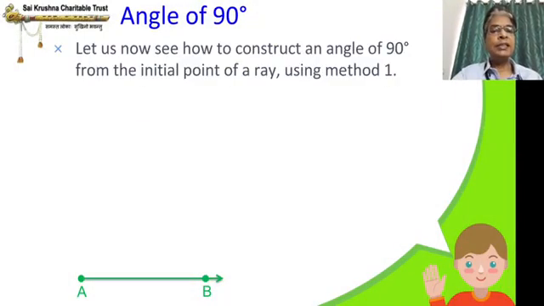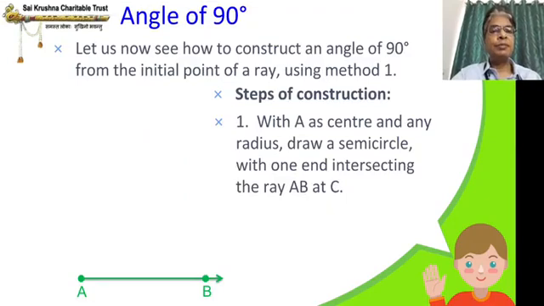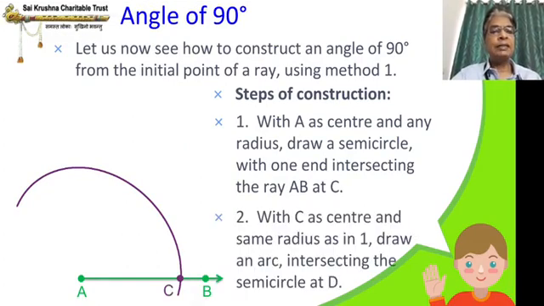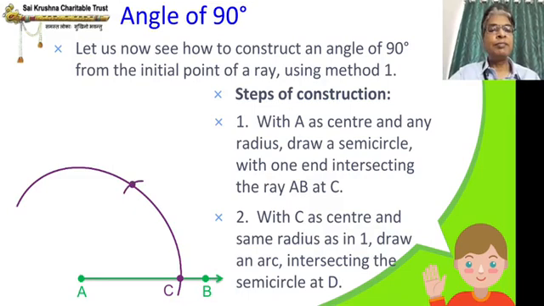Angle of 90 degrees. Same. I am going a little fast with the A. This is now almost a semicircle, not a full semicircle, with one end intersecting at C. With C as center, same radius. Now we are not changing the compass distance between needle and pencil, don't change. So first we have drawn a semicircle, marked C. From C we will mark a curve, mark an arc D.